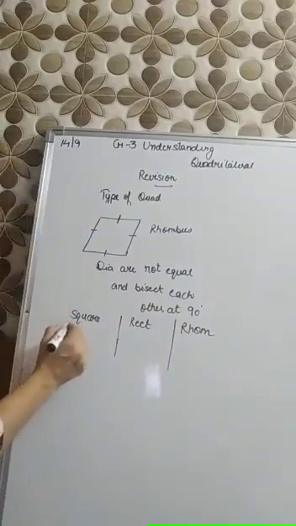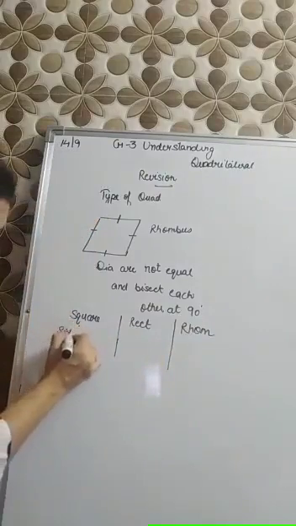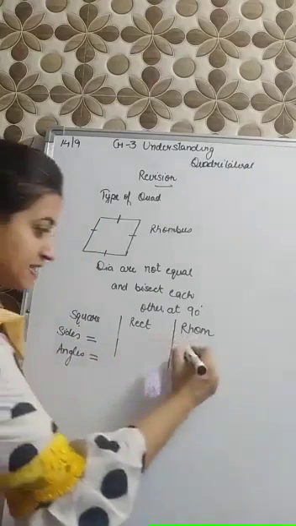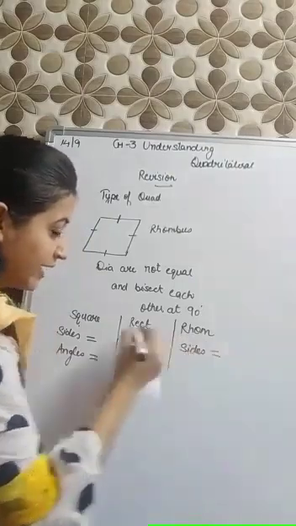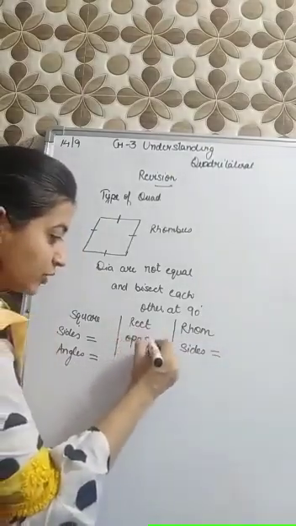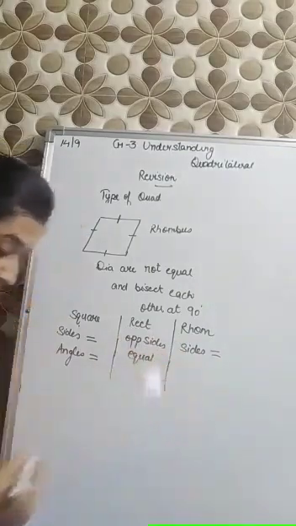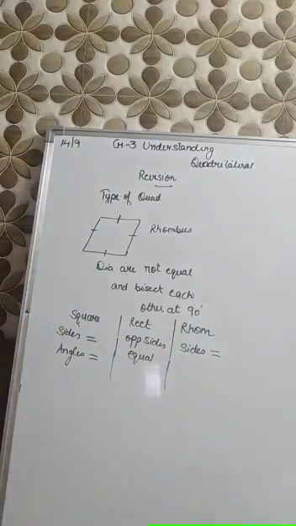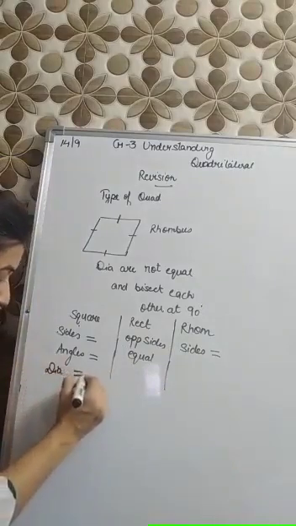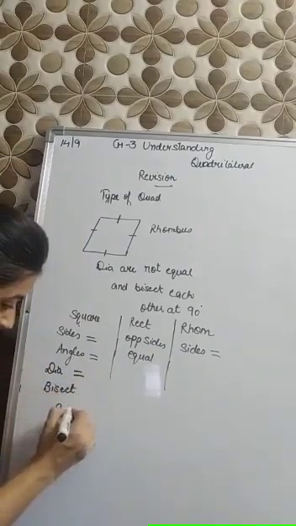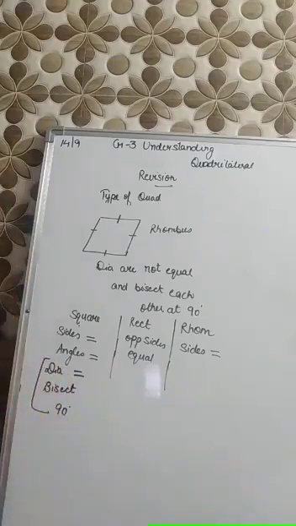Square has all sides equal, all angles equal. In rhombus only sides are equal. In rectangle, opposite sides are equal. And the property related to the diagonals are, in case of a square, diagonals are equal, bisect each other at right angle. So it has three properties related to the diagonal. Diagonals are equal, bisect each other at right angle.